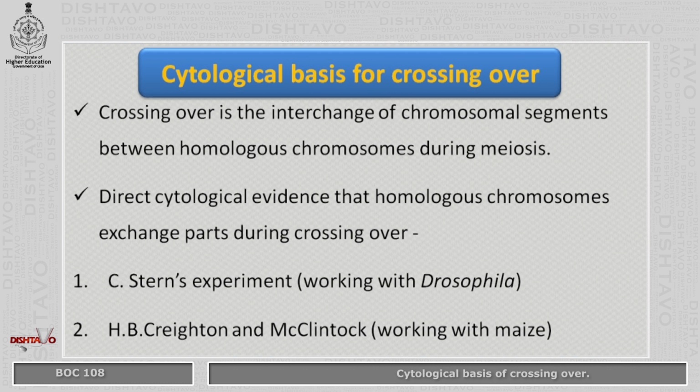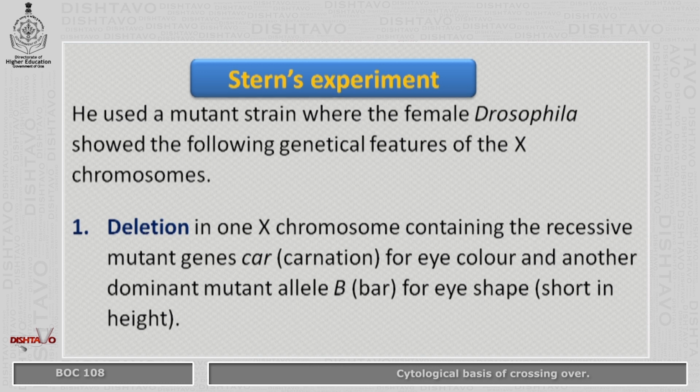Direct evidence has been provided by Stern in his experiments while working with Drosophila flies, and by Creighton and McClintock while working with maize, wherein they have shown how chromosomes exchange parts during crossing over. In the case of Stern's experiment, he used a mutant strain where the female Drosophila fly showed certain genetical features, which he utilized in his experiment.